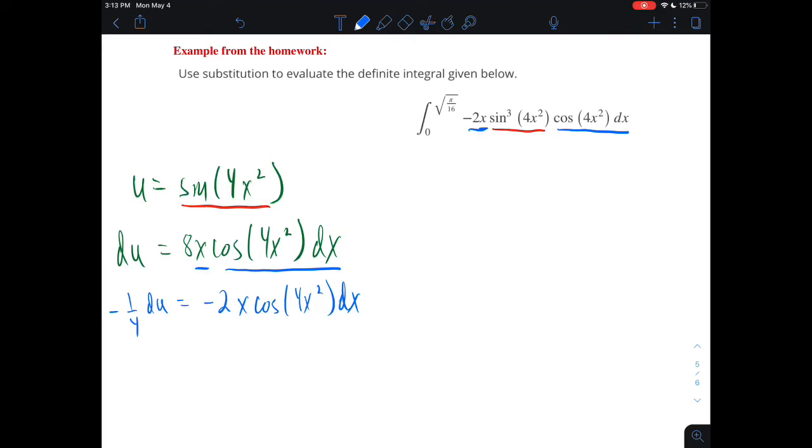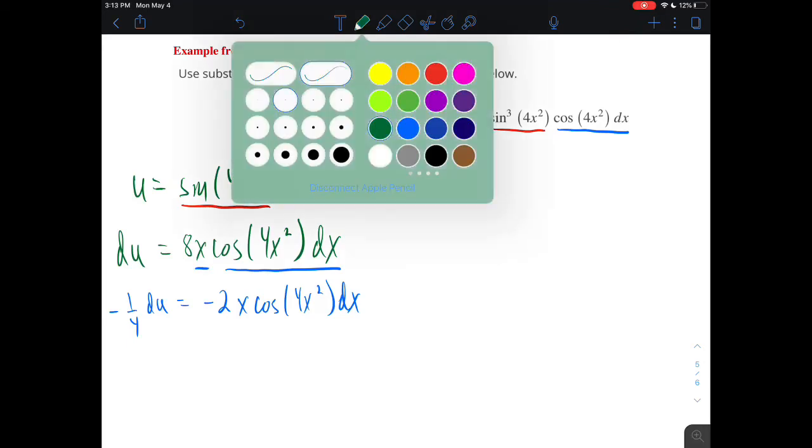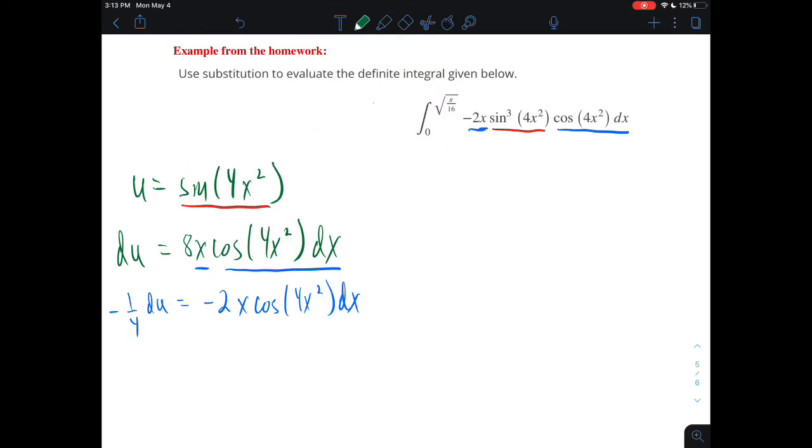Okay, so the original integrand is just going to become, I haven't replaced my limits yet, but I can at least replace the integrand. Negative 2x cosine 4x squared dx is going to be replaced by the negative 1/4 du. Again, I'm keeping my constant up at the front and my differential du at the end. Sine cubed of 4x squared, that's just u to the third power.